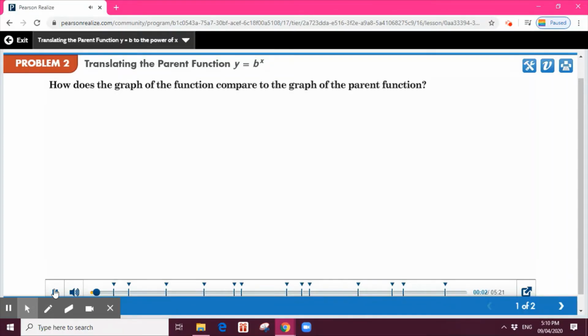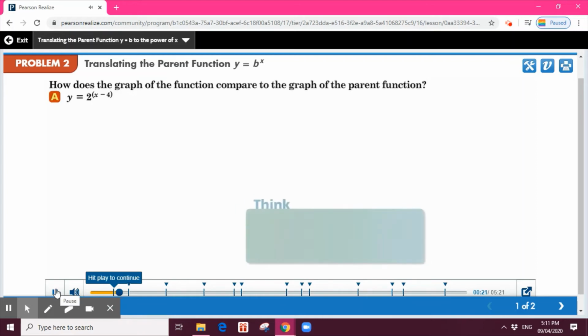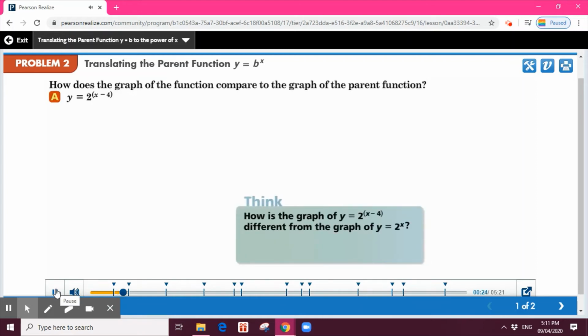In this problem, you will translate graphs of functions of the form y equals a times b to the x power. How does the graph of the function compare to the graph of the parent function? Part A. The first function is y equals 2 to the power of x minus 4. How is the graph of y equals 2 to the power of x minus 4 different from the graph of y equals 2 to the x power?